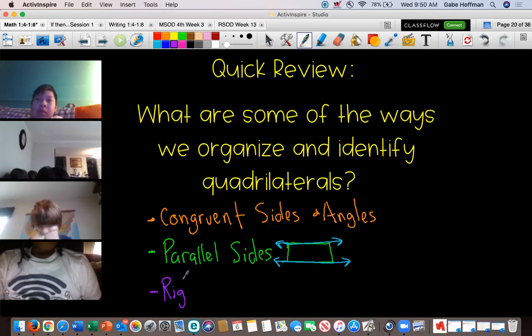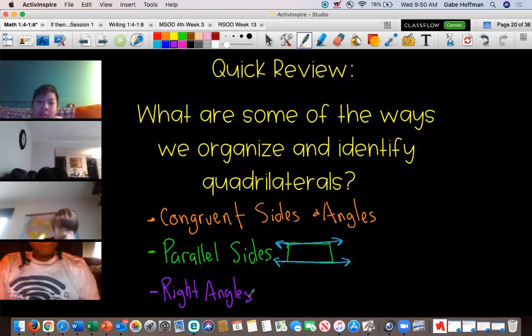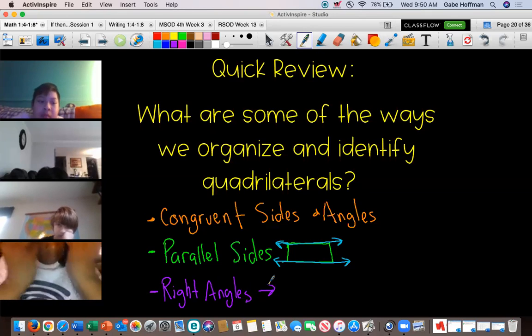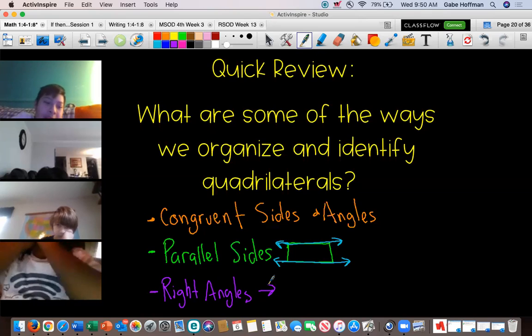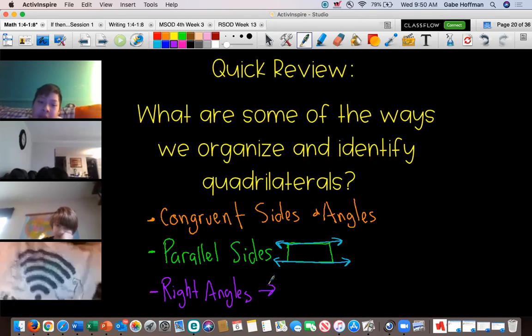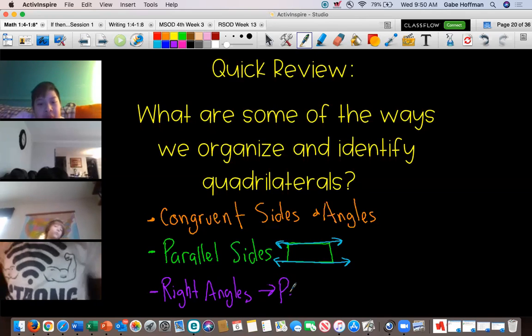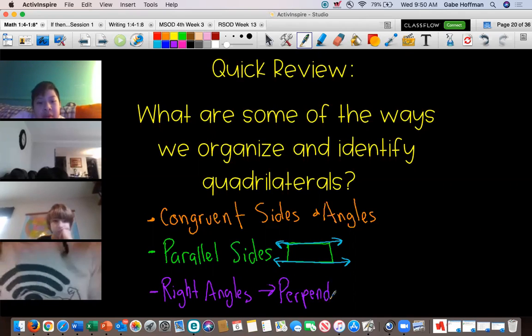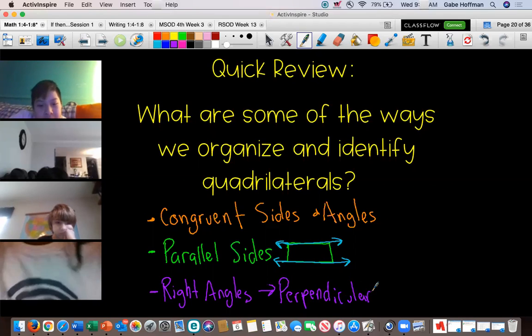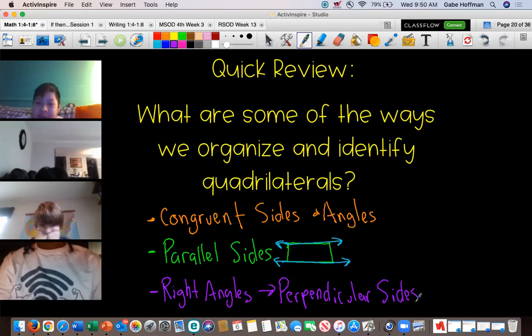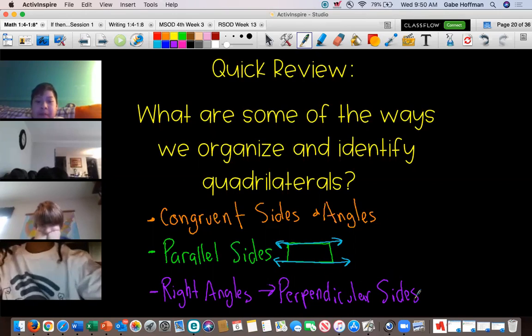Do you remember what kind of sides create right angles? Christian, I saw your hand go up. What was the question? What kind of sides intersect to form 90-degree angles? What do we call those sides? Right angles. They make right angles. The sides are called perpendicular sides, right? So we use those perpendicular sides in right angles. We use parallel sides. We use congruent sides and angles. All of that to label those different quadrilaterals, okay?